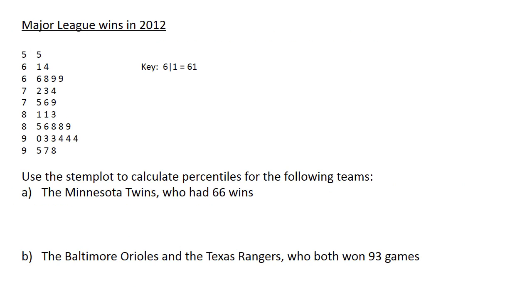So let's calculate percentiles for a few teams and their number of wins for 2012. Let's start with the Minnesota Twins, who had 66 wins. So here's 66. We see that there are 3 teams who won fewer than 66 games in 2012. So if we take 3 and divide by 30 for the total number of teams, of course that's 0.1. So that leads us to say that the Minnesota Twins were at the 10th percentile.